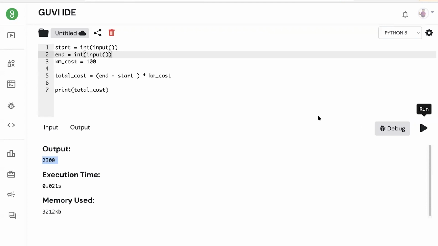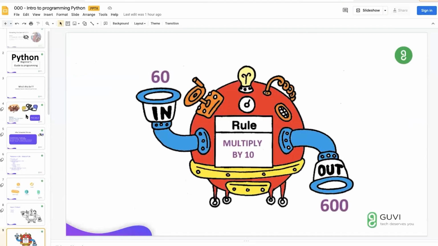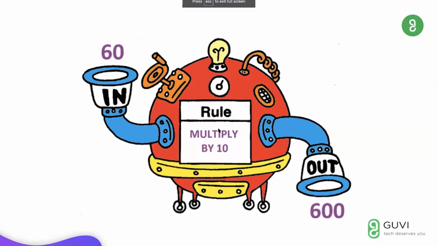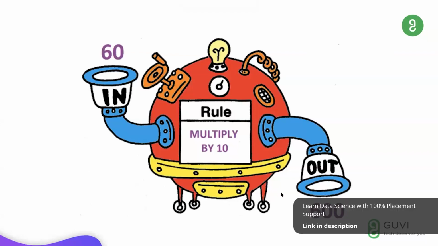Okay, let's move on to the next small item. Now we know how to write the logic. Based on the input, we added a rule, in this case starting minus end into the cost, and then added it and got the output. That's how we started our first program logically. Okay, let's get to the basics.